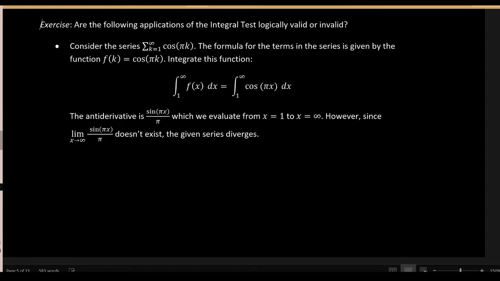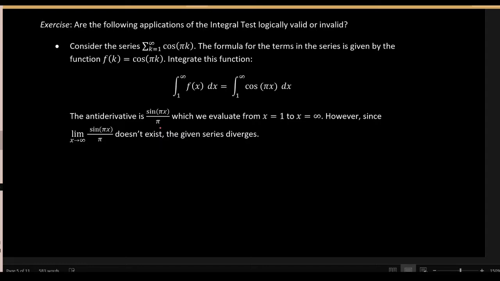If you integrate cosine of pi k, changing the variable from k to x, then the result will be sine pi x over pi, as a result of something like the chain rule. So the student integrates the function that gives the terms in the sequence, gets sine pi x over pi, and then evaluates that antiderivative from 1 to infinity to see if the integral converges or not.